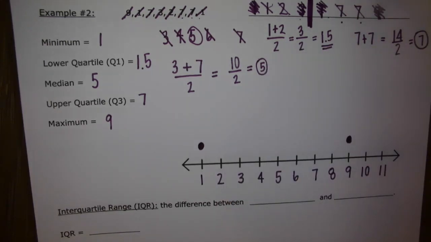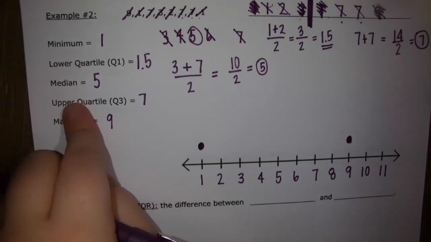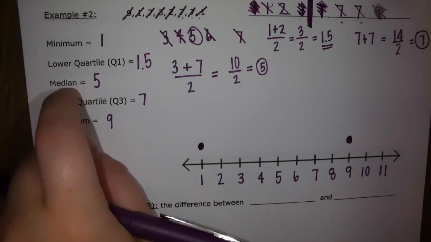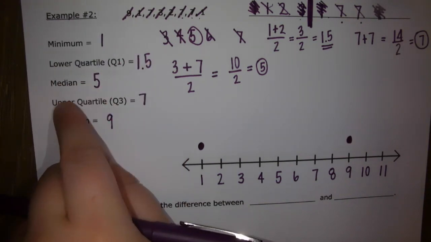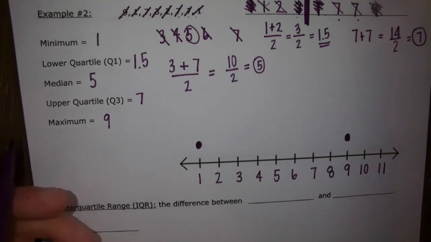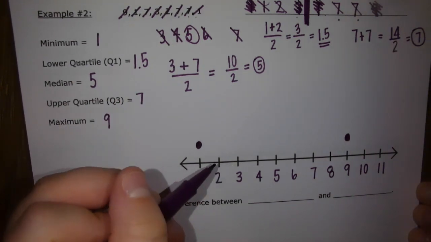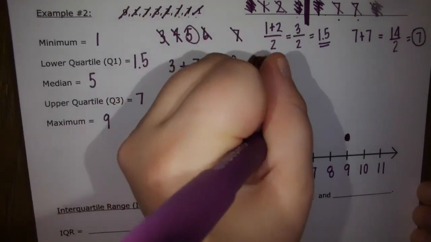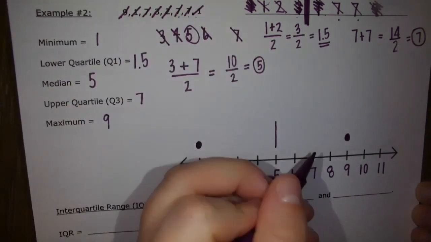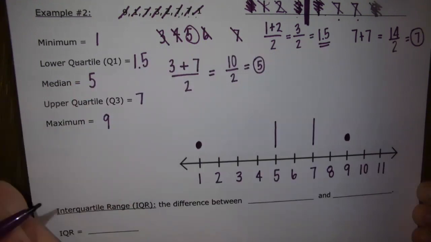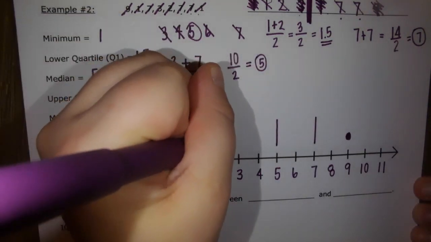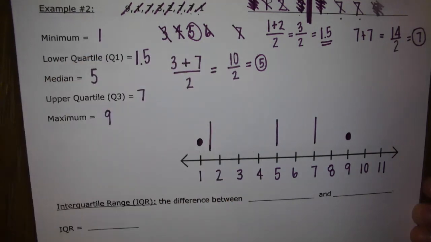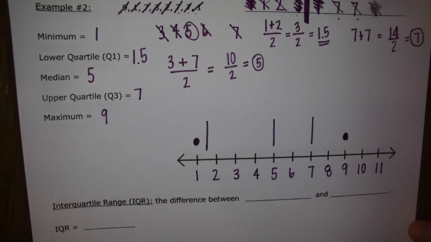Handled. So now I get to move into my quartiles and my median. My lower quartile is at 1.5, my median is at 5, and my upper quartile is at 7. So what I'm going to do is plot each of those. My median is going to get a line at 5. My upper quartile gets its line at 7. And then over at 1.5, which is right in the middle between 1 and 2, my lower quartile is going to get its line. So again, no box in sight just yet.